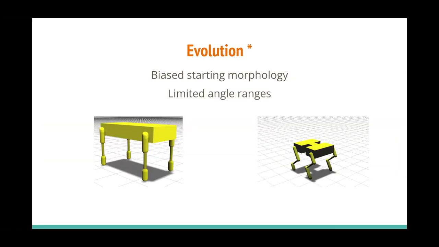We also limited the angle ranges in perpetuity so that even for further generations, they wouldn't be able to evolve the crazy angle ranges that we had seen before. So no more 360-degree movements, no more legs splayed out. It was a lot more akin to what you might have expected of a dog.